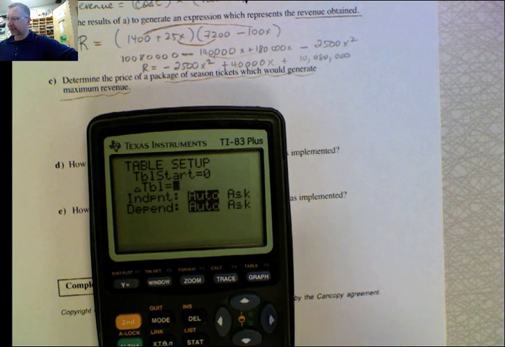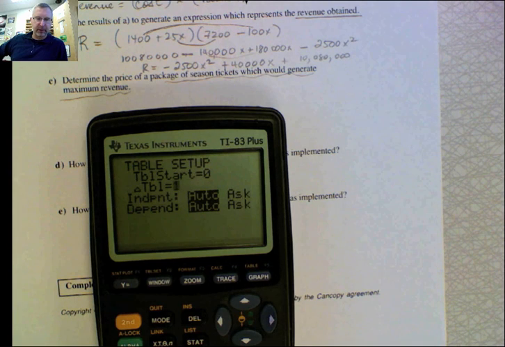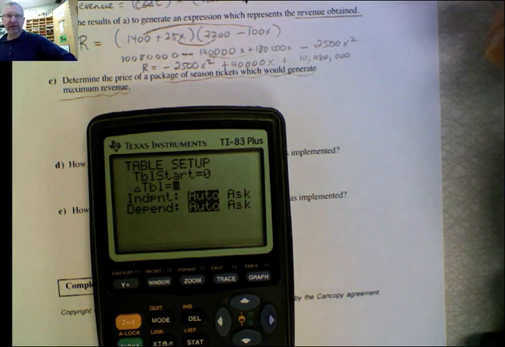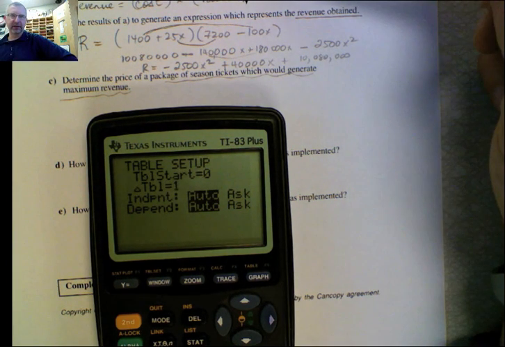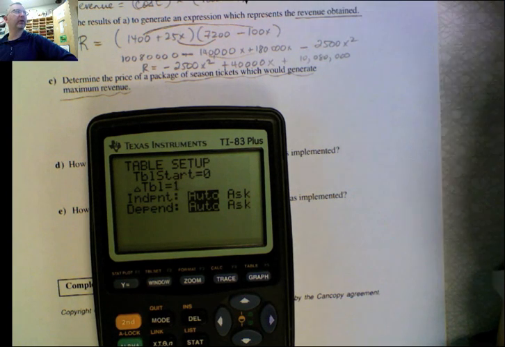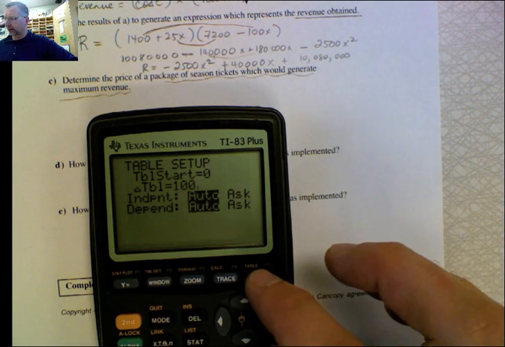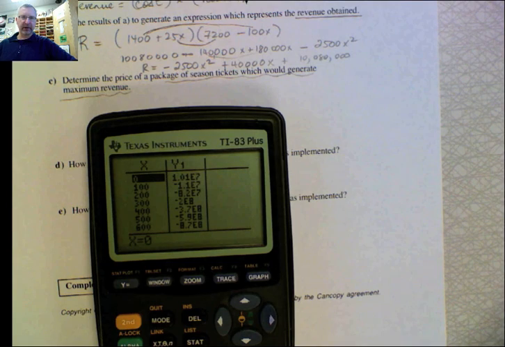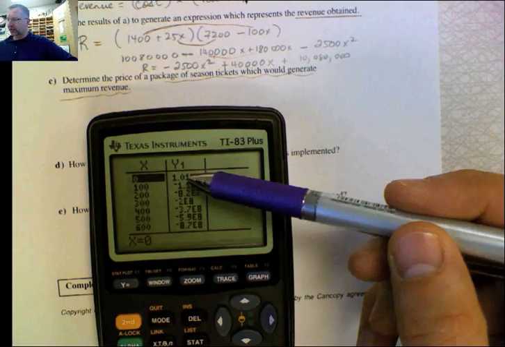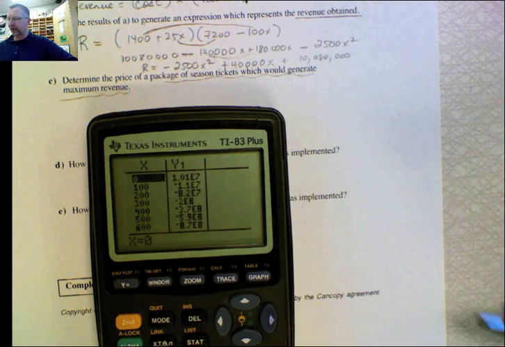Now, it doesn't make sense to go up by increments of $1 at a time. The original price was $1,400 for these tickets, and we know it's either going to be more or less than $1,400. So I'm going to suggest that we go up in increments of 100 here, like 1,400, 1,500, 1,600, or 1,400, 1,300, 1,200, etc. And we're going to hit second function graph, and now we're going to look at a table of values. You're going to notice that there's a whole bunch of negative values here.